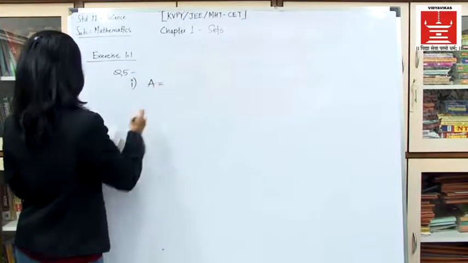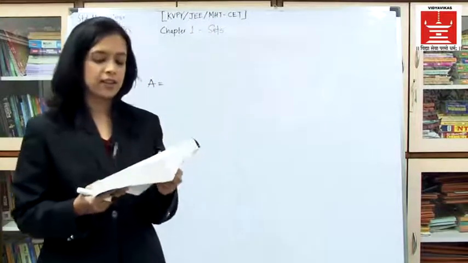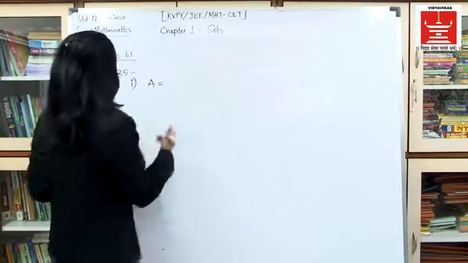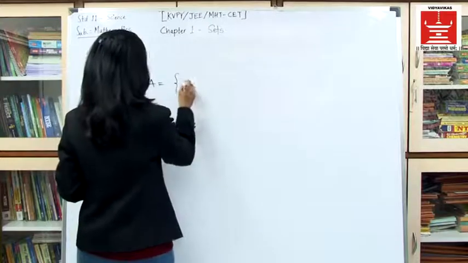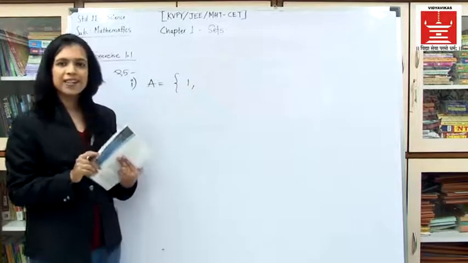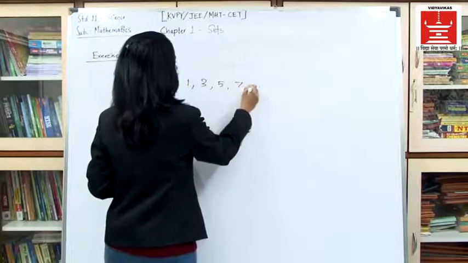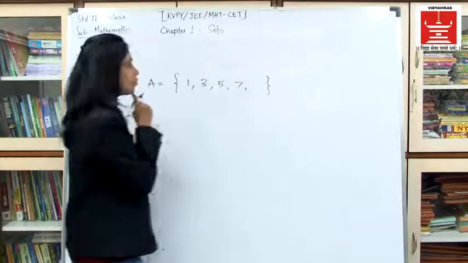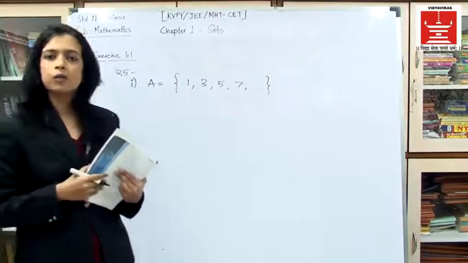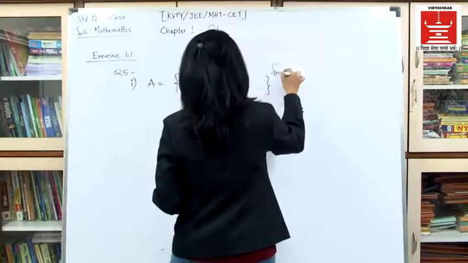A is the collection of all x such that x is an odd natural number. So x is a natural number, it starts with 1, it is odd, so it also starts with 1 and goes as, again we are going to use these dots to show the continuity, that the set goes on forever and ever and ever.